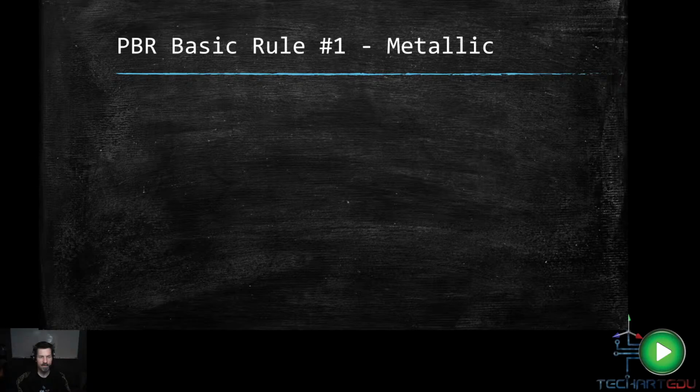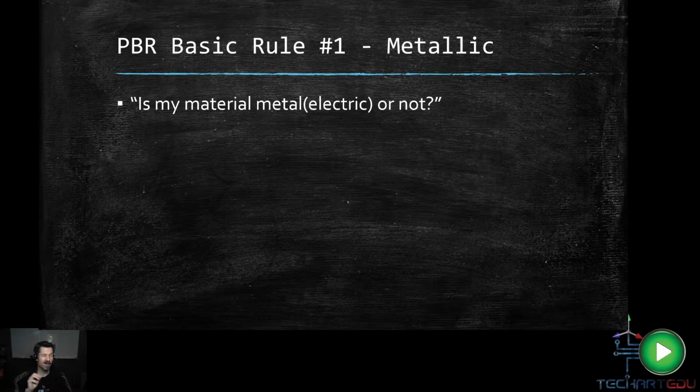The first rule, and probably the most important rule of all PBR basics, is: is the material metal or not? This manipulates the whole behavior of the material. People might call it electric, as in, is it an electric or a dielectric? A dielectric is a material that is not metal, something other than metal. And I'm going to be strict about this: you can either be a yes or a no on this answer.